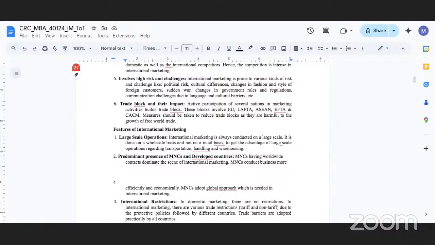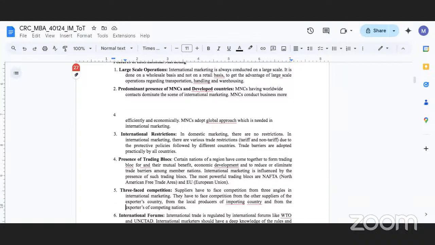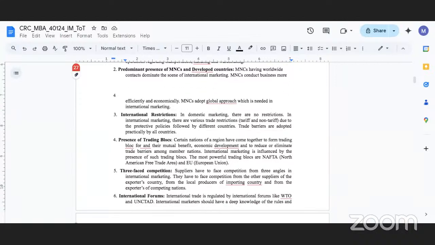The second one is the predominant presence of MNCs in developed countries. So MNCs are present worldwide. So they have a sense of international marketing. They have a sense of what is required over there, because they have been operating in that market far longer. So they are more efficient and they work on economies of scale.